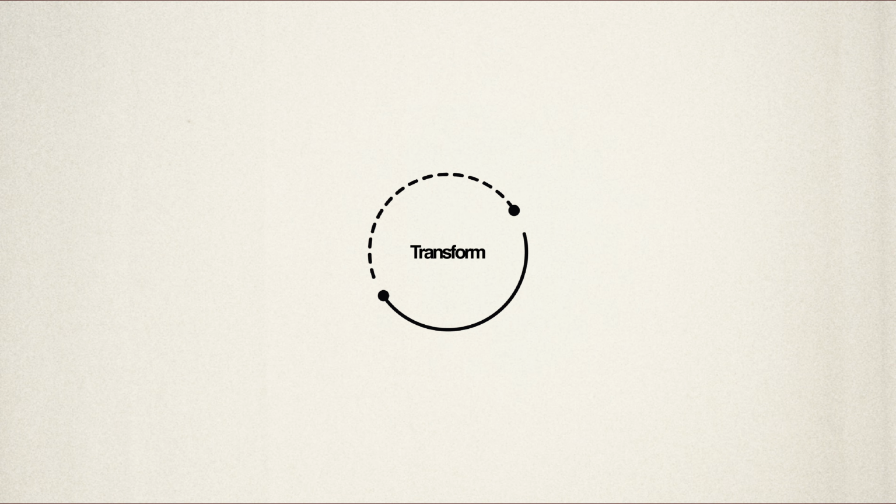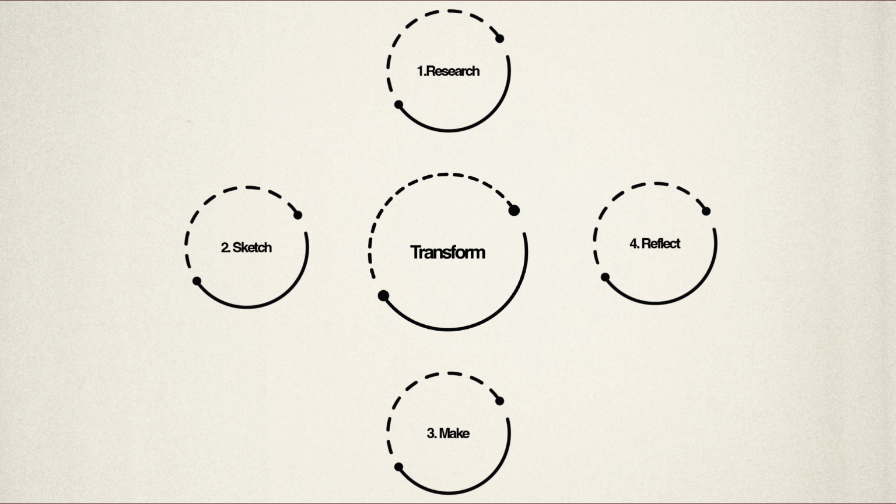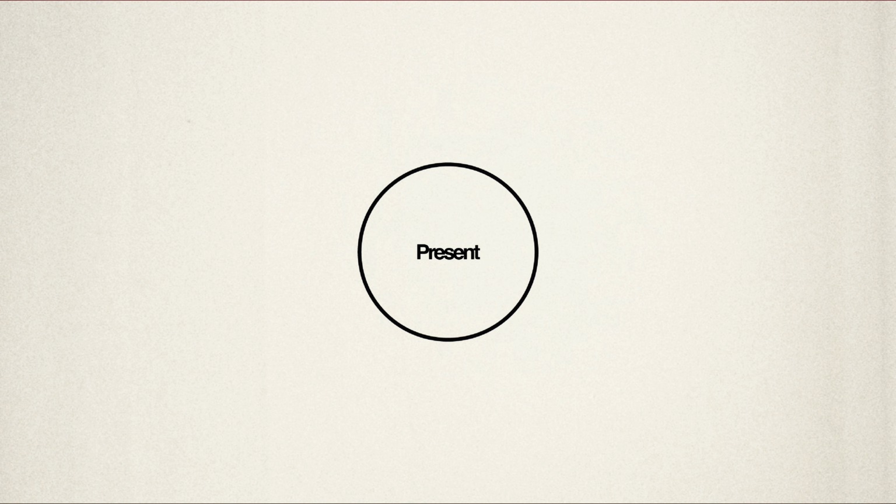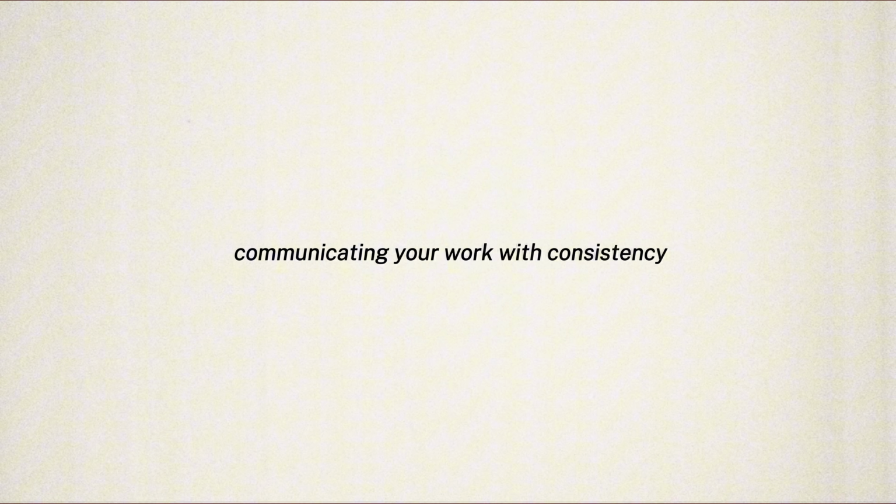These 4 steps form a cycle. You can move back and forth between them, or you can move the orders as well. You will exit the cycle only when you feel ready to move to the final step. Step 3 is presentation. You've created something, but now it needs to be communicated. Presentation is about communicating your work with consistency, and that consistency becomes your style.